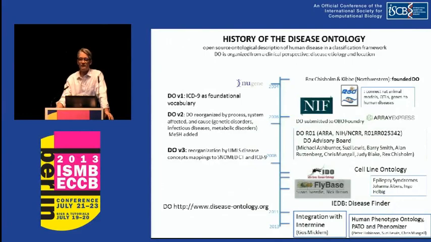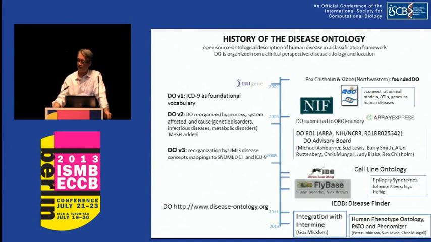So I'm going to give you a brief history of disease ontology. This is something that Rex Chisholm and I started at Northwestern almost 10 years ago. Our original use case was, how can we identify patients with a given disease if we look at just data that's present in their medical record? That's something that's taken us nearly 10 years to actually use disease ontology for. But we've had a number of interesting journeys along the way.